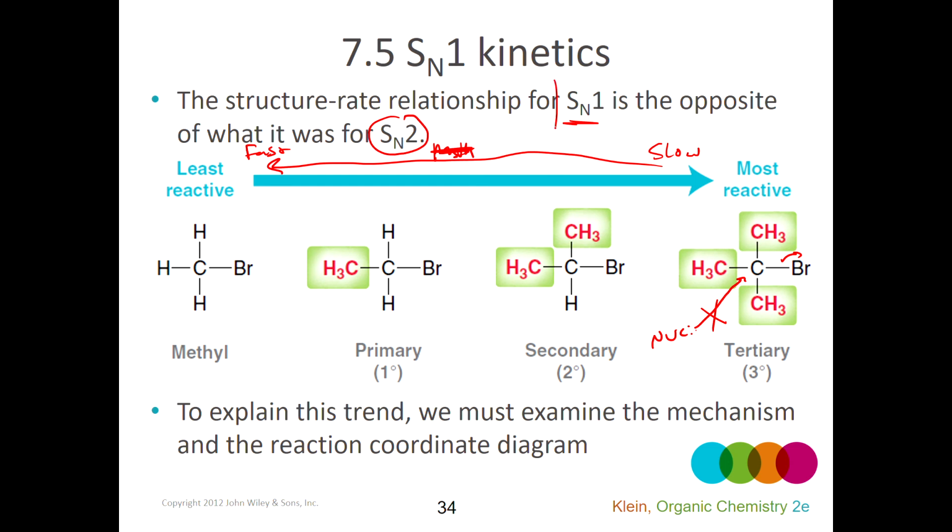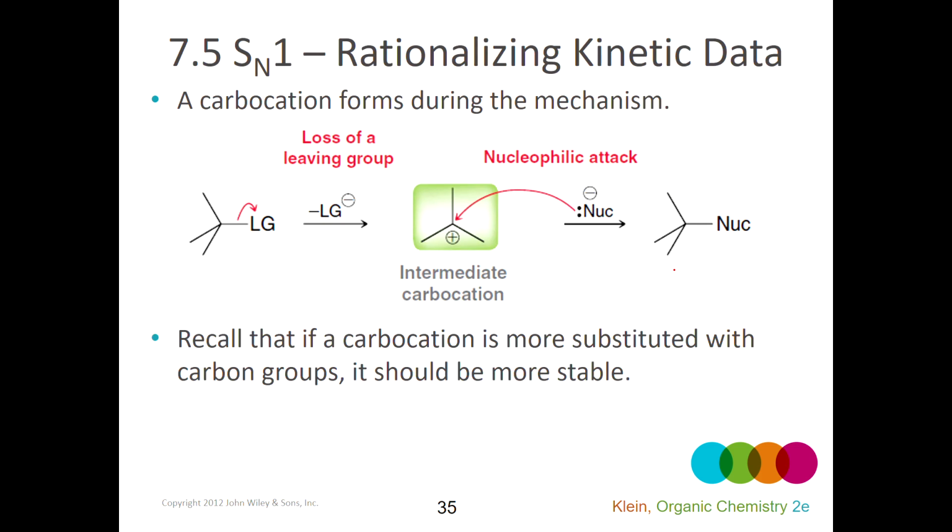In the SN1, you see the opposite. In the SN1, the methyl group is very slow, the primary is very slow, the secondary is a little faster, and the tertiary one is the fastest. And so that, again, has to do with the slow step, right? So if we want to understand this, we have to analyze the slow step of the SN1 mechanism and try to see why in one instance that step would be faster than in another instance. And so the best way to do that is to look at the reaction coordinate diagram.